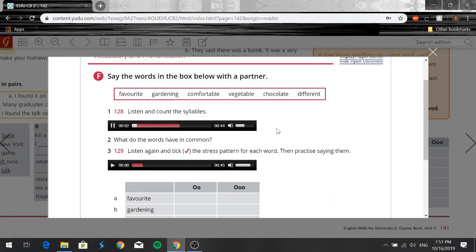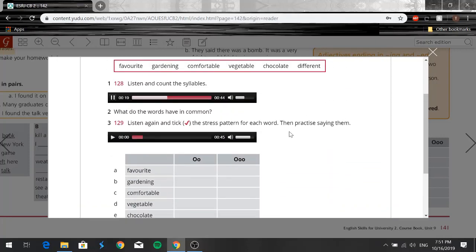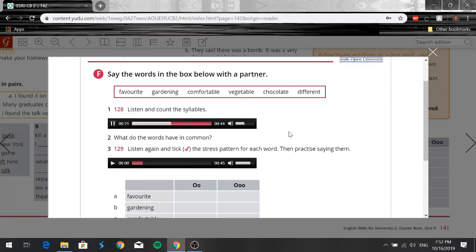128. Lesson 3. Vocabulary and Pronunciation. Exercise F1. Listen and count the syllables. Favorite. Gardening.